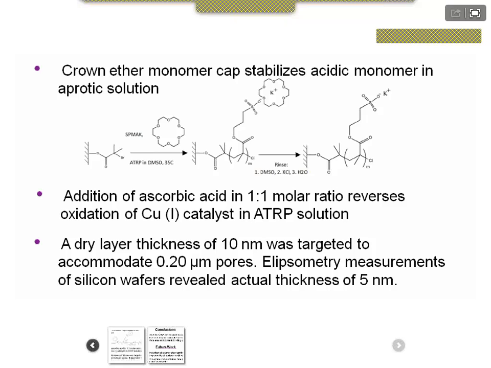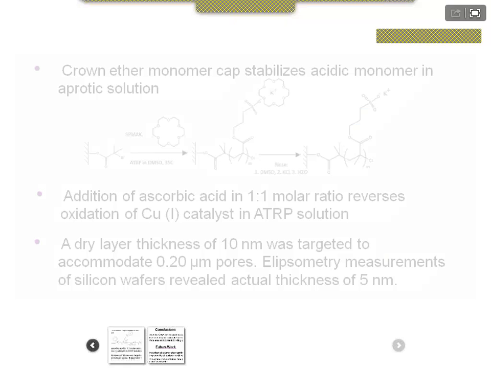As previously stated, a dry layer thickness of 10 nanometers was targeted, and this is due to the fact that polymer chains expand in solution and a thickness was needed that would not block the smallest pore when wetted. However, lithography measurements of silicon wafers revealed an actual thickness of only 5 nanometers. As polymer chain length is directly proportional to dynamic binding capacity, this certainly played a role in the low dynamic binding capacities that were observed.